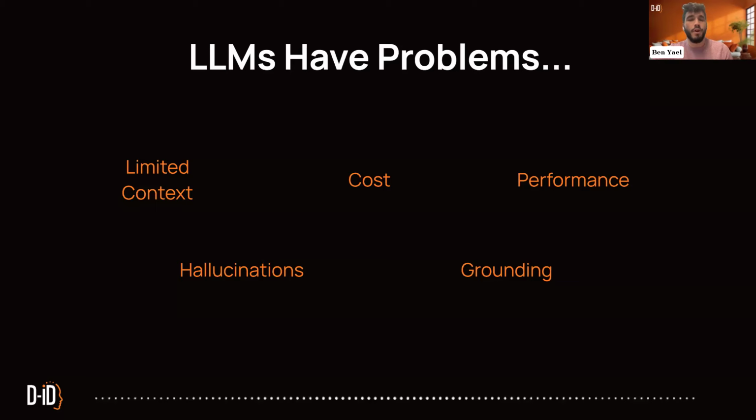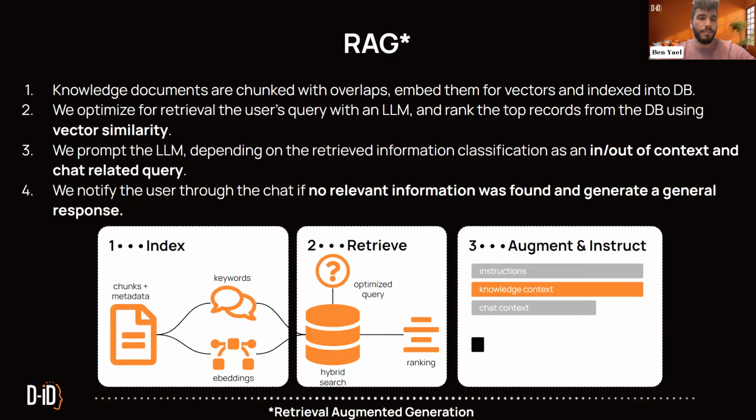Also, they have no basis for the response, meaning they can generate or hallucinate responses based on very general knowledge out there on websites, and it's very hard to ground it to the specific use case or knowledge base that you're trying to use. Now, that's when RAG comes into the picture.